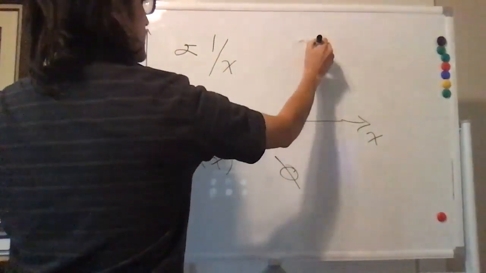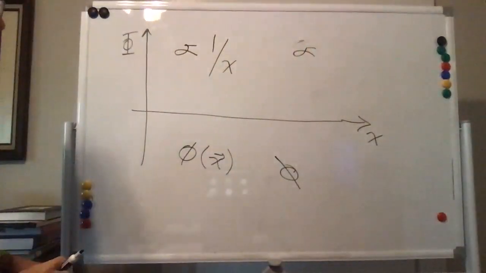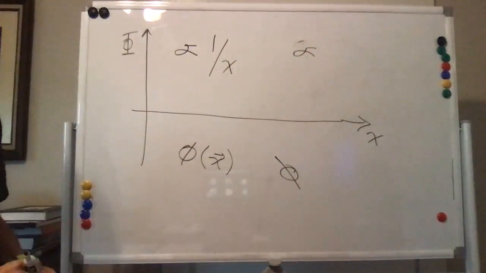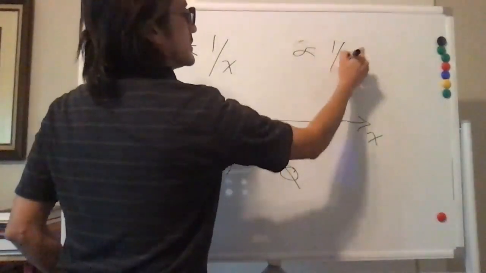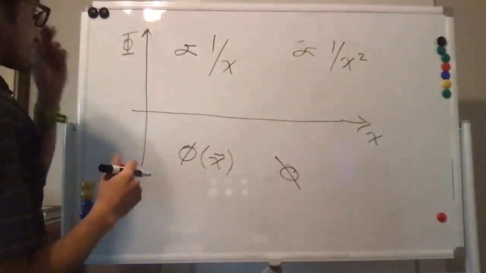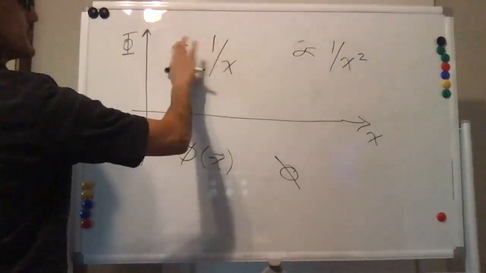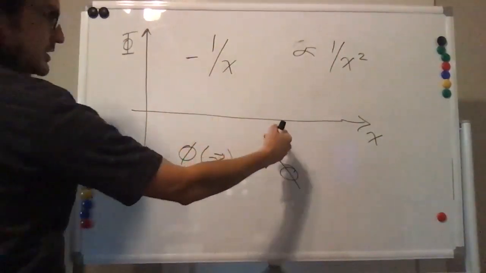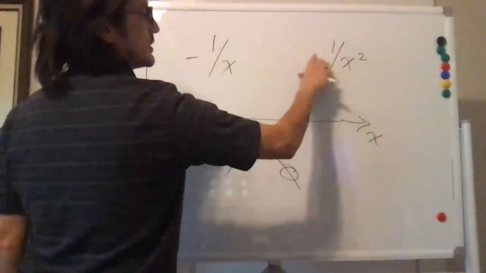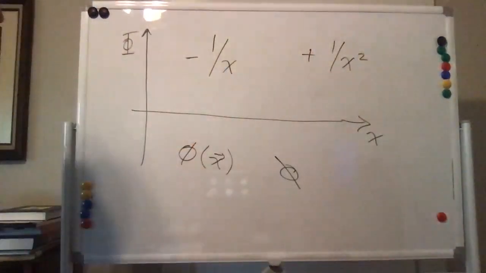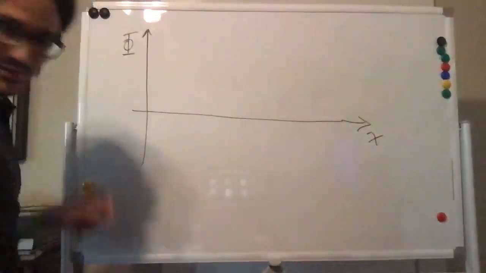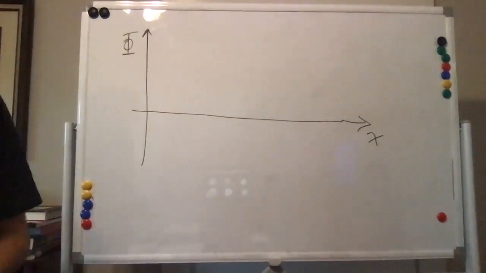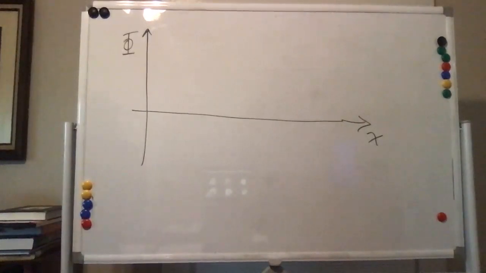What about the other one, the centrifugal? That one is 1/x². And this one is negative, so it's attractive. And this one is positive, it wants to escape. So if we plug these two functions, is it going to look like Lennard-Jones? Everything looks like Lennard-Jones. Yeah, right? Yes.